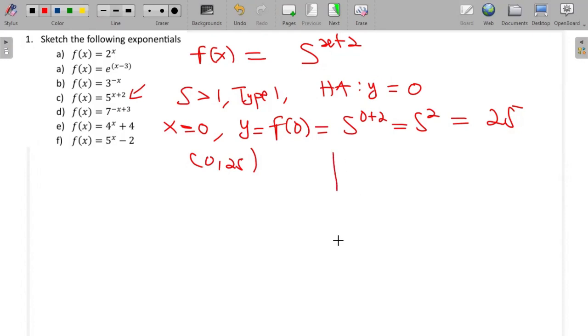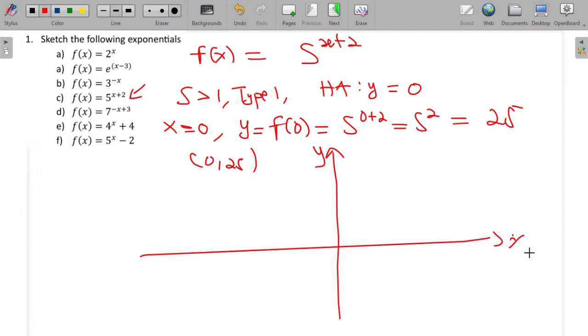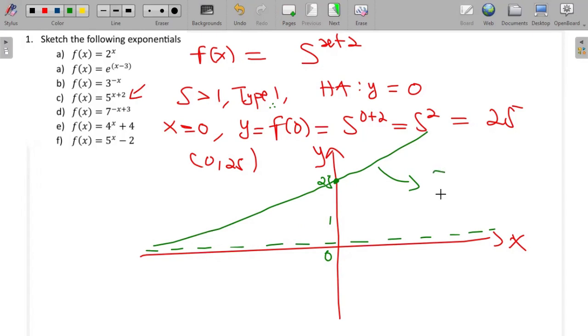Okay, so I'm going to sketch my y, sketch my x, okay, and then this is 0 here. So this is 1 somewhere here, 25 should be somewhere there. Okay, so my horizontal asymptote is still y equals 0. So just draw a shaded line above the x-axis like that. So since it's a type 1, then it's starting from here and then going like this, passing through the (0, 25) like this. So this guy here is my 5 to the power x plus 2.